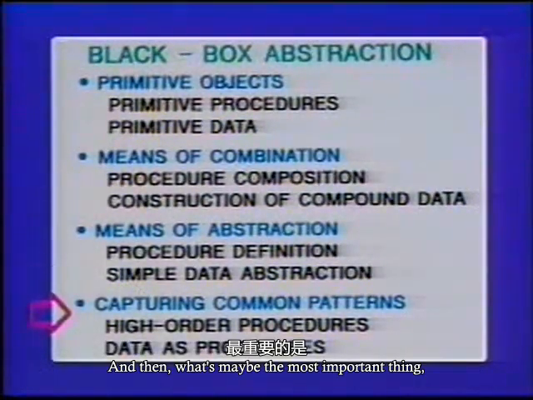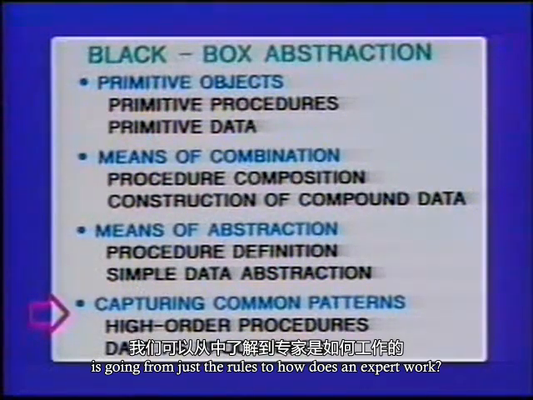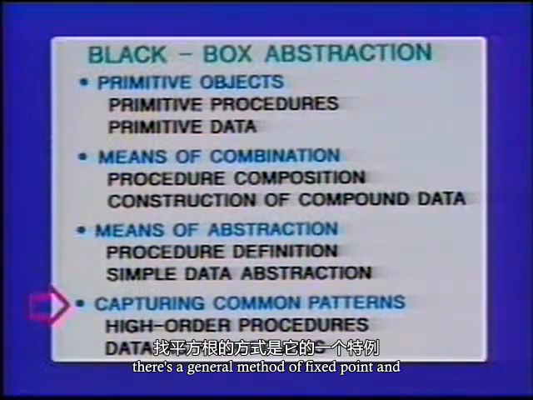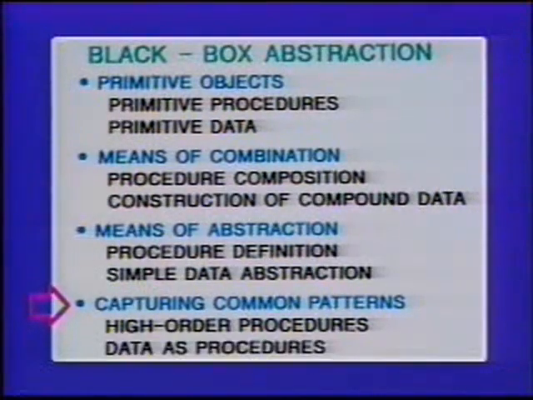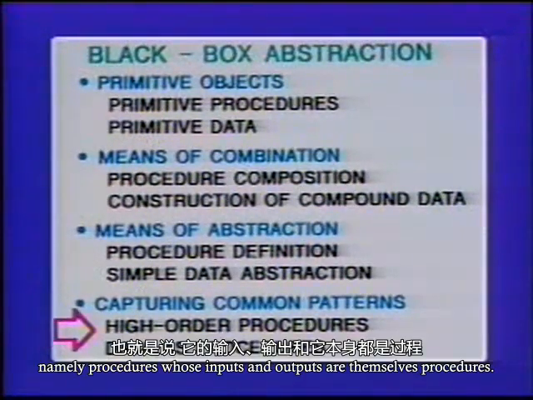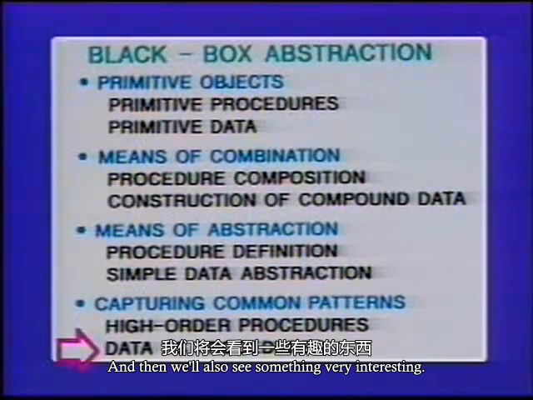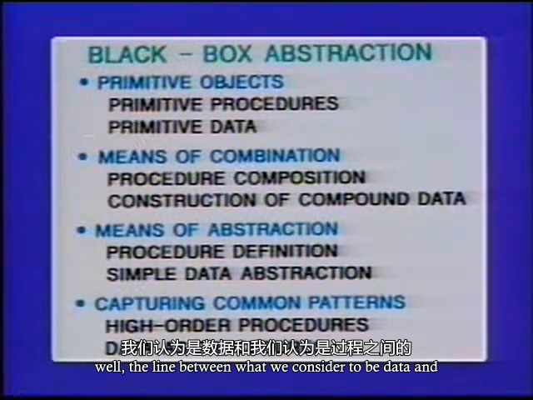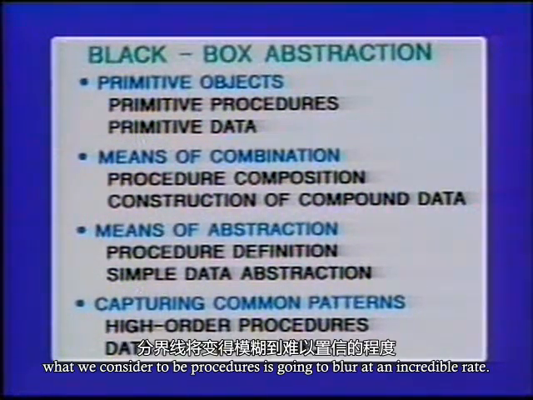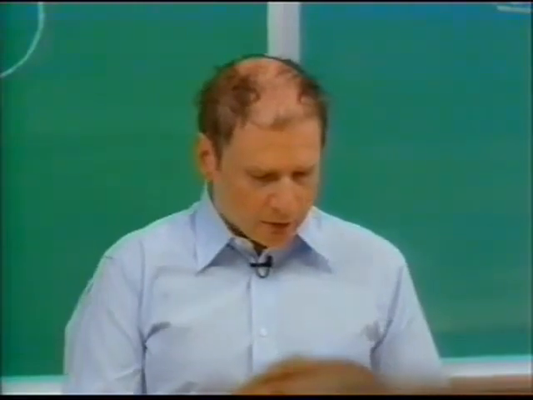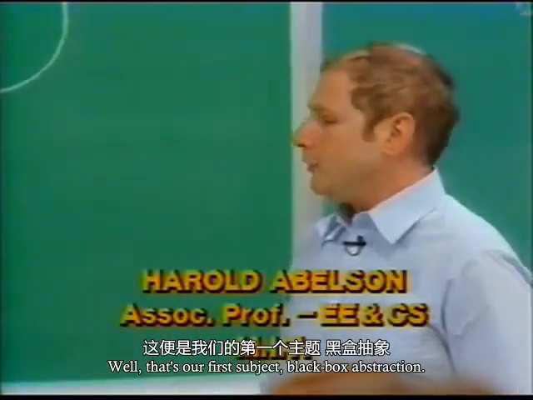And then what's maybe the most important thing is going from just the rules to how does an expert work? How do you express common patterns of doing things, like saying, well, there's a general method of fixed point and square root is a particular case of that. And we're going to use, I've already hinted at it, something called higher order procedures, namely procedures whose inputs and outputs are themselves procedures. And then we'll also see something very interesting. We'll see as we go further and further on and become more abstract, the line between what we consider to be data and what we consider to be procedures is going to blur at an incredible rate. Okay. All right, well, that's our first subject, black box abstraction.